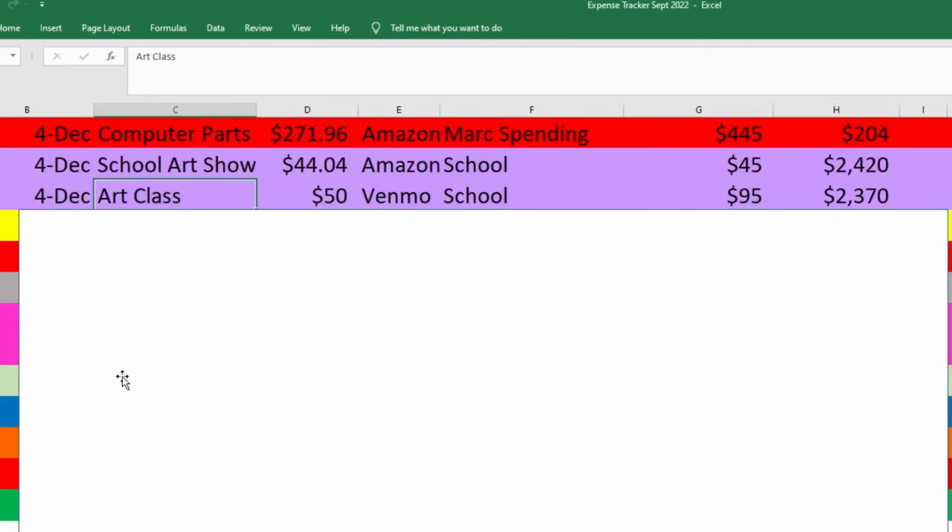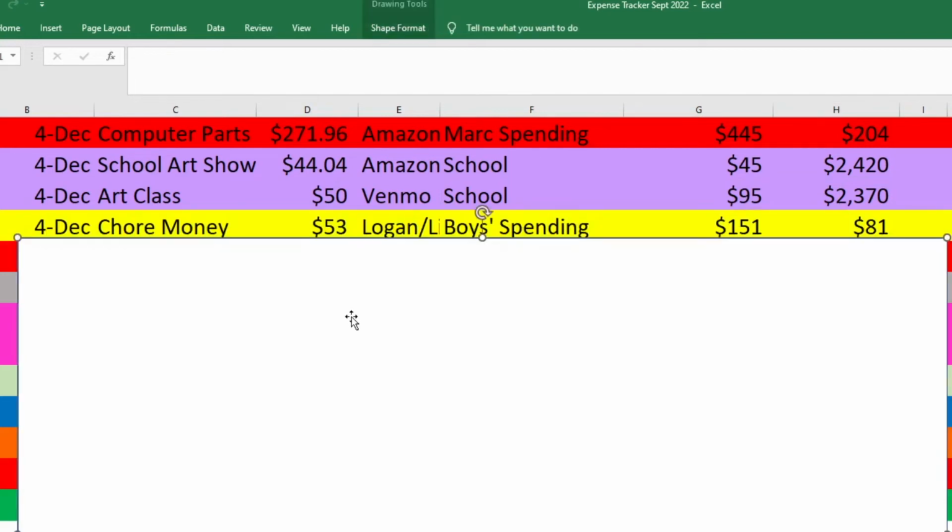So also on the fourth, I did pay for the art class. I was supposed to do this on the first and I completely forgot about it. But that was $50 and I just pay her via Venmo. So that was from our school fund as well. That was $95 so far out of that fund, and we have $2,370 remaining now in that fund.